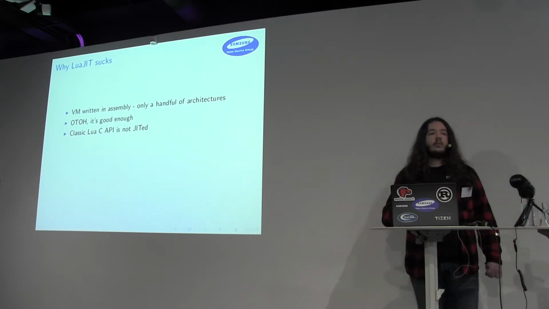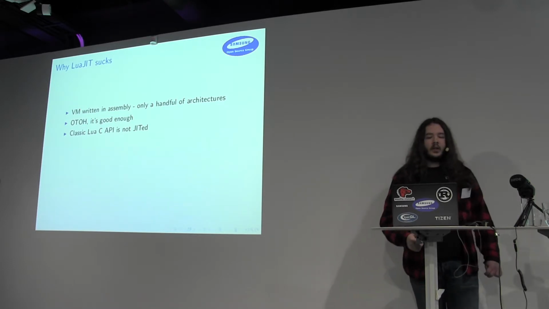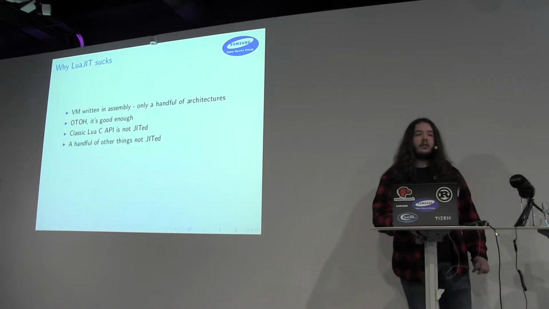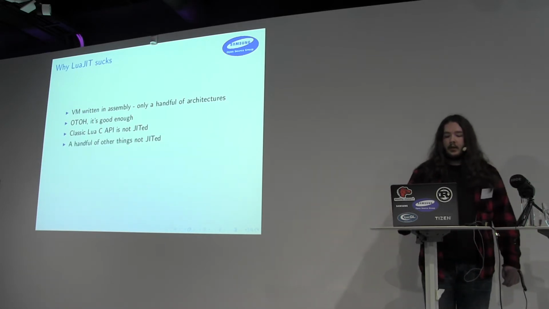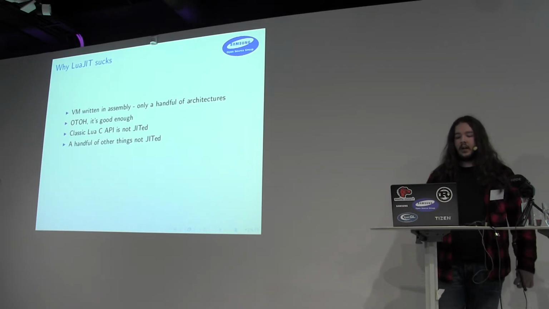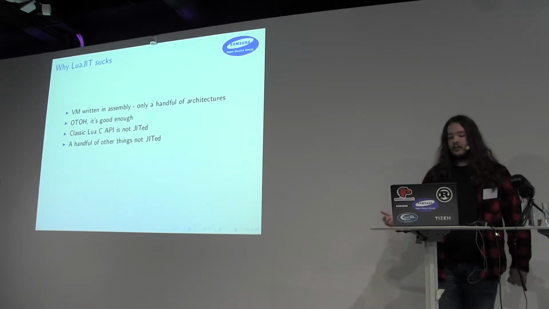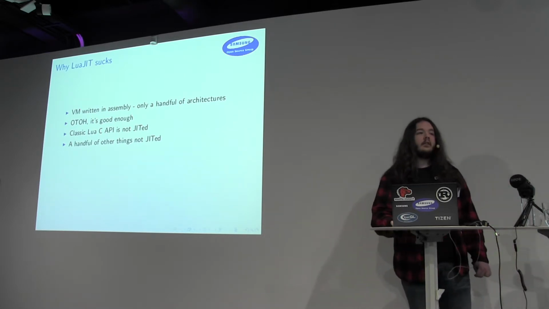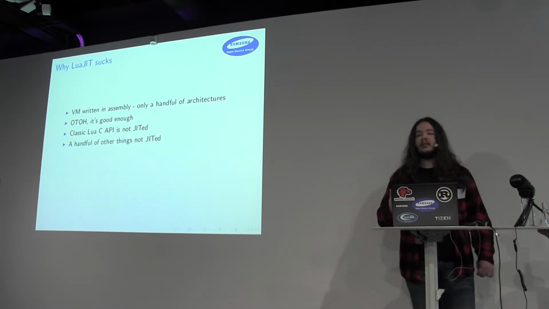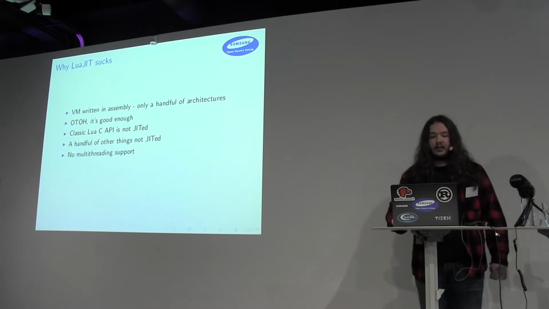And the other bad thing is the classic LuaC API is not JITed. When you call functions which use the LuaC API, then it aborts the trace and you get some slowdowns. It's usually good enough even then. A handful of other things are not JITed, such as the bytecode to create a closure. So it's kind of inconvenient, and much of the standard library is not JITed, especially in string processing. But still, it's really fast and really nice in most cases.